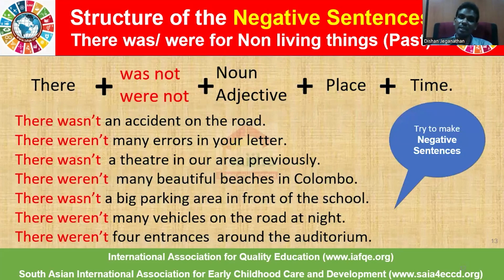Some examples have been given in this slide for non-living things. There wasn't an accident on the road. There weren't many errors in your letter. There wasn't a theater in our area previously. There weren't many beautiful beaches in Colombo. There wasn't a big parking area in front of the school. There weren't many vehicles on the road at night. There weren't four entrances around the auditorium.